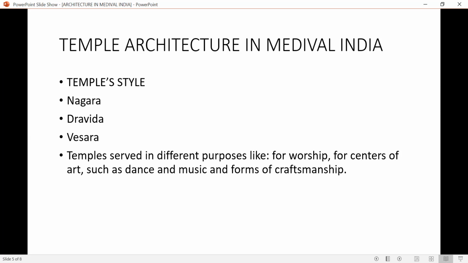We are going to discuss them in brief, but before that, we are going to understand the purpose of temples. The purpose of these temples is the worship of God. If you go to a particular place where God's sculpture is kept, you go there for the worship of God, right? And what is the meaning of centers of art that I have written over here? It means that particular arts were made in the god's room.